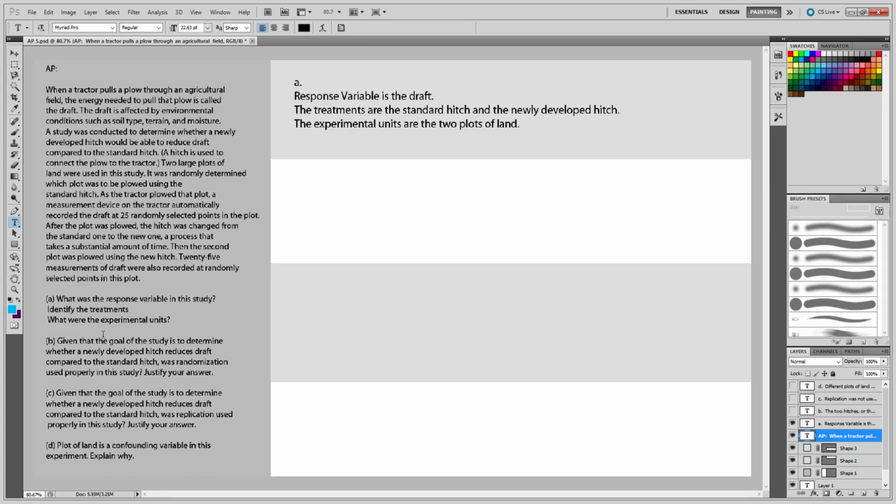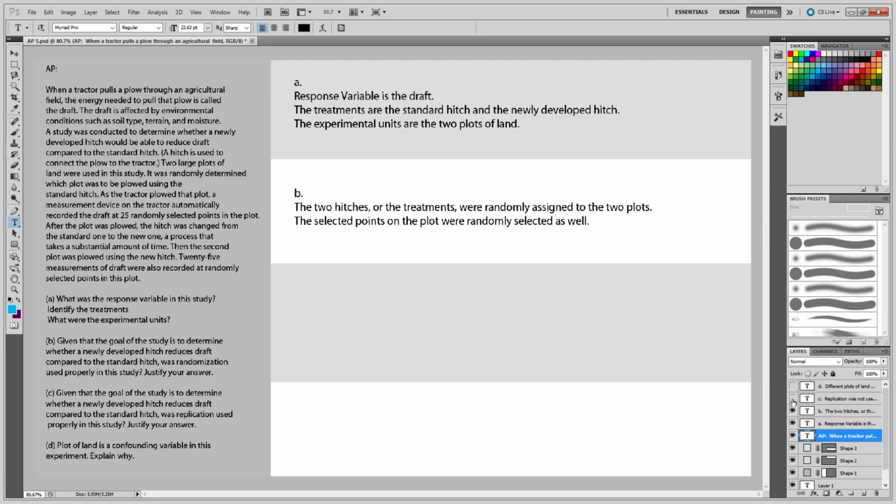So for part B, given that the goal is to determine whether the new hitch reduces draft compared to a standard hitch, was randomization used properly? And the two hitches were randomly assigned. So the experiment was random. The two hitches were randomly assigned to the two plots, and then the selected points on the plot were randomly selected as well. So randomization was used properly.